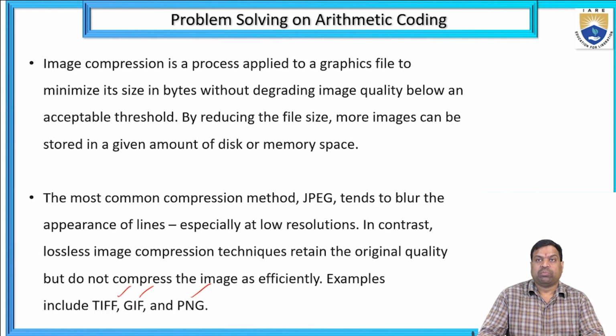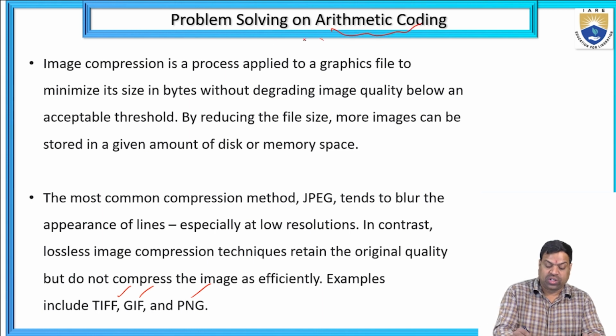Shannon-Fano, Huffman coding and arithmetic coding, these are all under image compression. So when we are discussing arithmetic coding, it is nothing but a technique under image compression. This coding is used for image compression only.